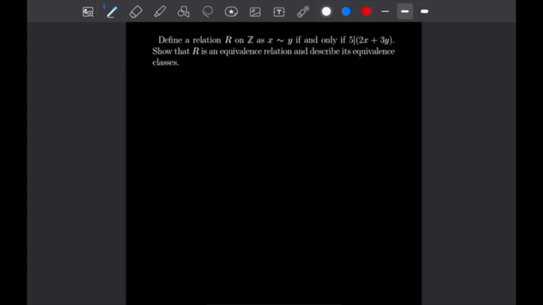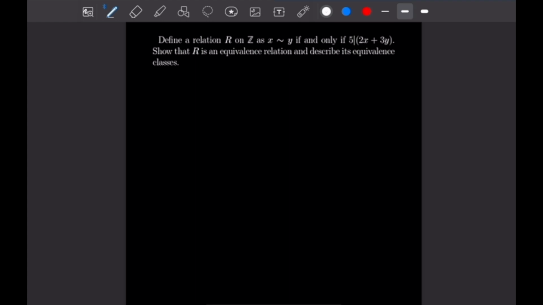So for this one, we are going to define a relation R on the integers as x is related to y if and only if 5 divides 2x plus 3y. And we want to show that R is an equivalence relation and describe its equivalence classes. So in order to show that a relation is an equivalence relation, we have 3 things to show. We have to show that it is reflexive, symmetric, and transitive.